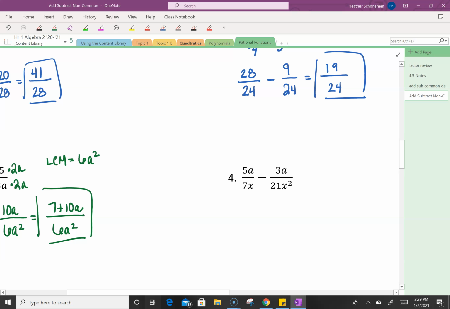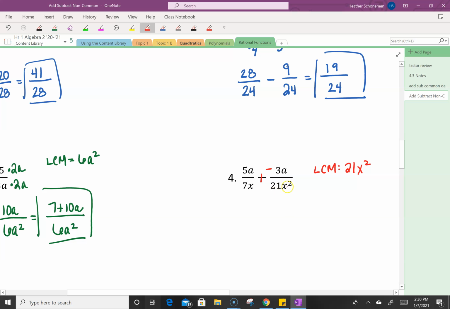All right, let's see what happens on number 4. Now, the first thing I'm going to do is change this minus to plus a negative, because I think later on it's really going to help us. So our least common multiple has got to represent everything. So the least common multiple of 7 and 21 would be 21. With the x's, I have 1 here and 2 here, so I'm picking the most, so I have x squared.